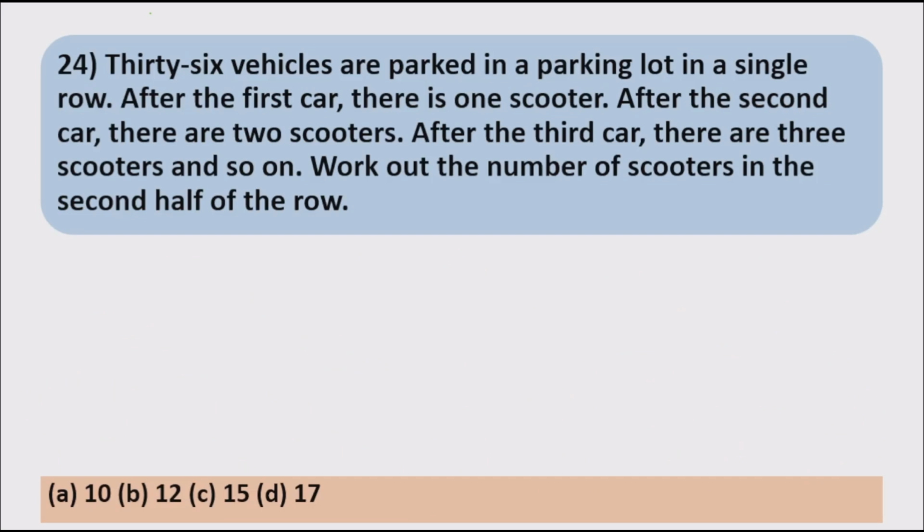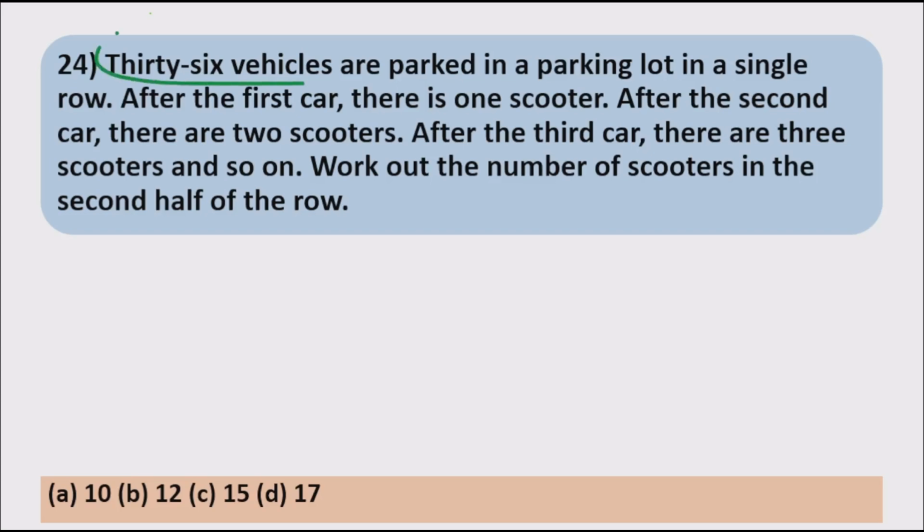Okay, we have another one. 36 vehicles are parked in the parking lot in a single row. After the first car, there is one scooter. After the second car, there are 2 scooters. After the third car, there are 3 scooters, and so on. Work out the number of scooters in the second half of the row.